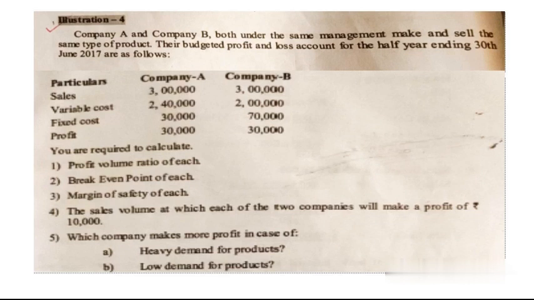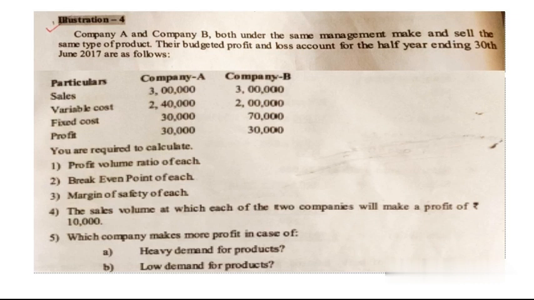So illustration 4: company A and company B, both under the same management, make and sell the same type of product. Their budgeted profit and loss for the half year ending 30th June 2017 are as follows. So particulars, company A, company B, they have given sales, variable cost, fixed cost and profit. Then you are required to calculate the profit volume ratio of each, break-even point of each, margin of safety of each, the sales volume at which each of the two companies will make a profit of rupees 10,000.